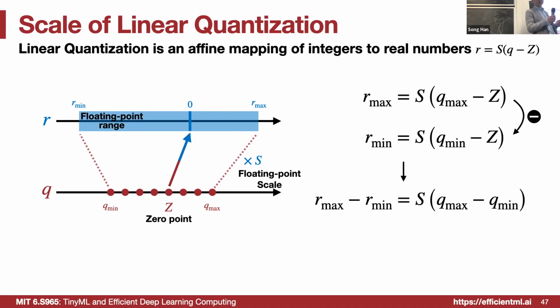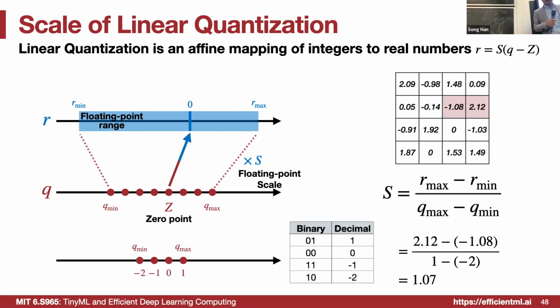Okay, so in this case, we can calculate what the scaling factor is by subtracting these two equations. So intuitively, the scaling factor is the ratio between the dynamic range of the floating point number versus the range of this integer number. So the scaling factor will be the distance between R-max and R-min versus Q-max and Q-min. Okay, so this is the intuitive understanding. We are basically shrinking or growing the range by x. Okay. And how do we calculate that?